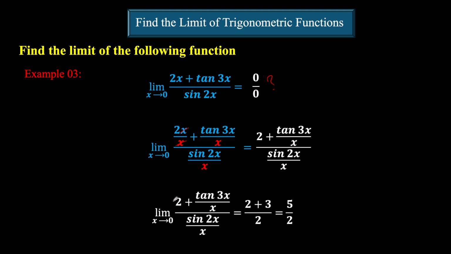Now we find the limit as x approaches 0. So 2 plus tangent 3x over x, over sine 2x over x. 2 is a constant number, so it won't be changed. Then the limit of tangent 3x over x is equal to 3. Then the limit of sine 2x over x is equal to 2, okay? And this is finally equal to 5 over 2.